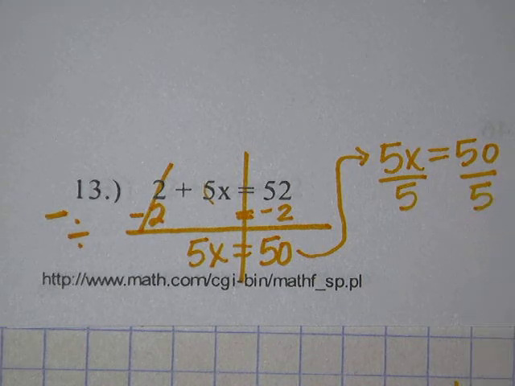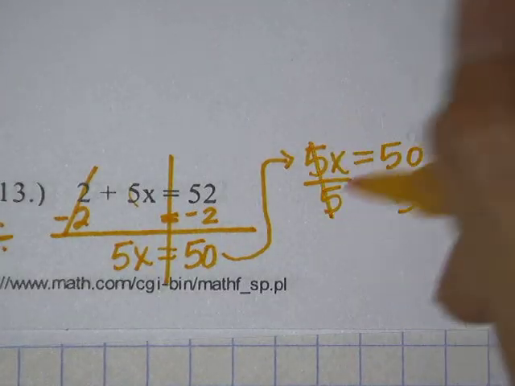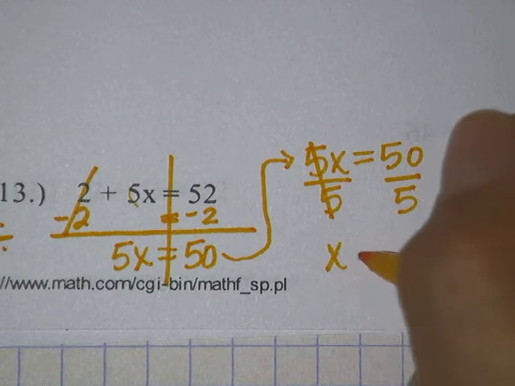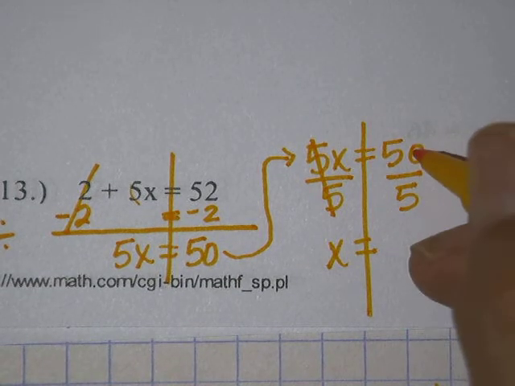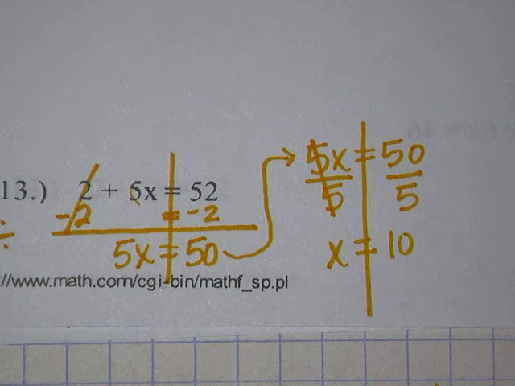If I do it to one side, I have to do it to the other side. Here we have 5 divided by 5, which just leaves me 1x. Bring my equal sign down, and then 5 goes into 50 10 times.